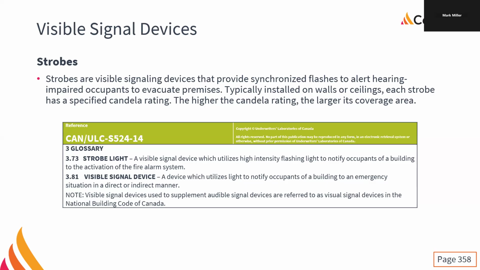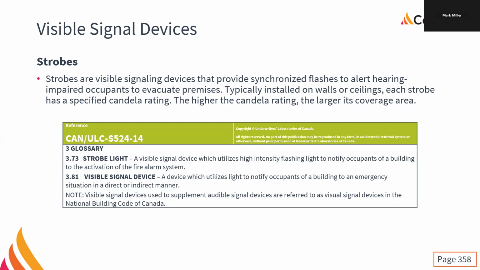Typically, we install them on walls or ceilings. I have not seen any installed on the floor yet, but I'm sure someone's had to do it somewhere. And they have a specified candela rating. Of course, the higher the candela, the larger its coverage area, right? The brighter, the farther. Makes sense. That's our strobe lights. Then we have our visible signal devices.